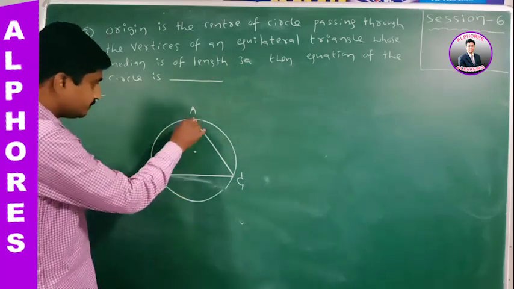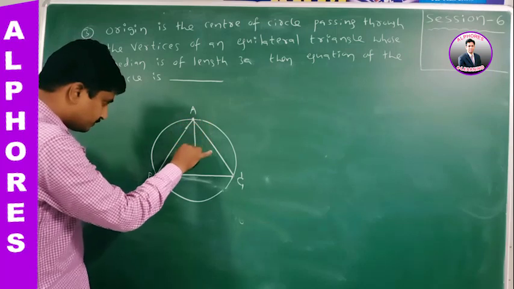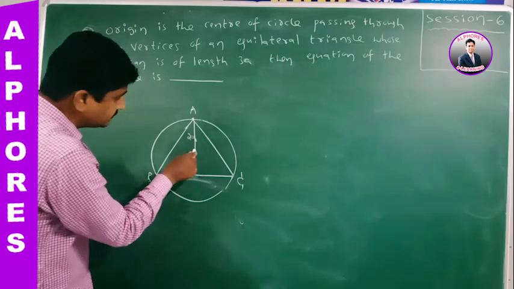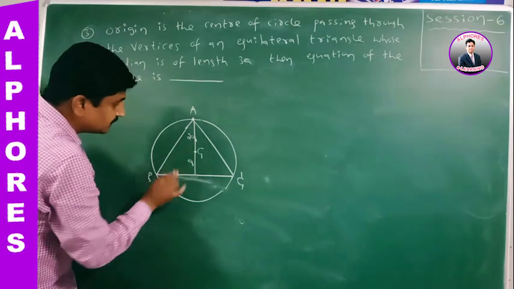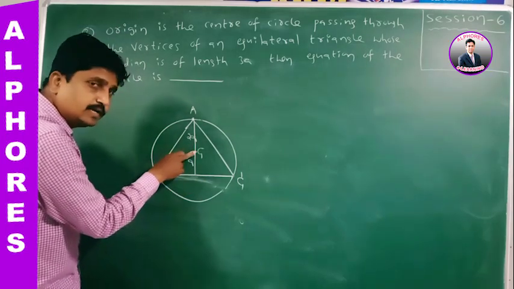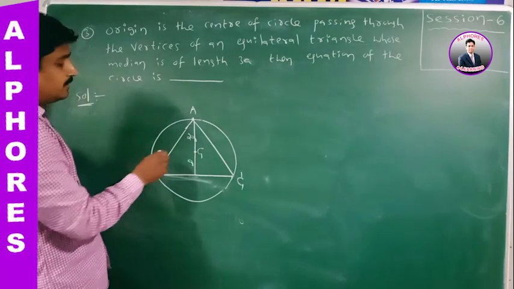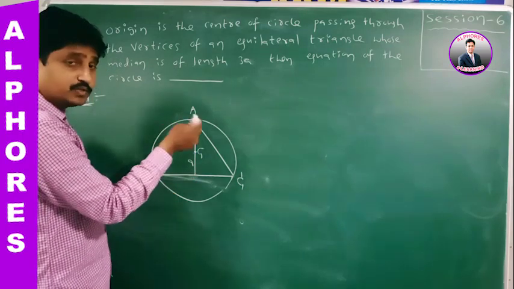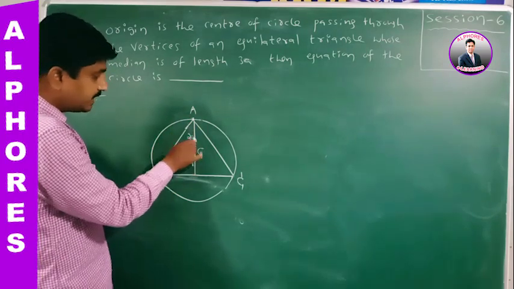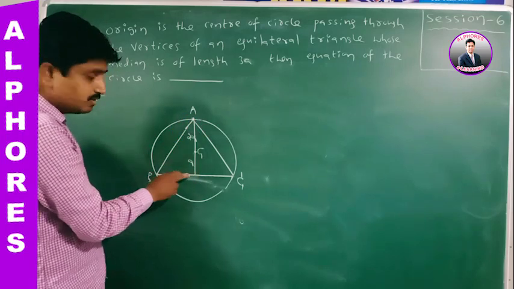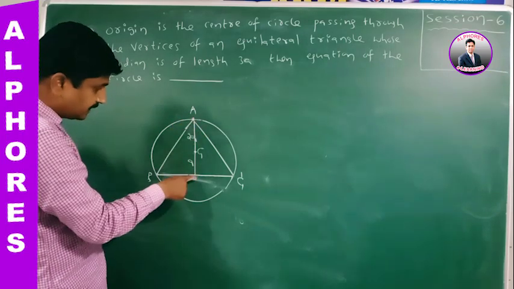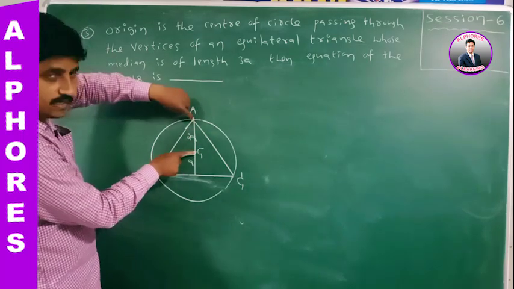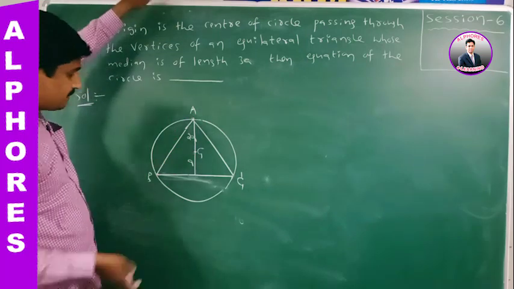The length of the median is given. This total length is 3a. This is the centroid. Here it is called the circumcenter and centroid. The centroid divides the median in the ratio 2:1. Therefore this total length is 3a, now this length is 2a. Now this is the radius of the circle.